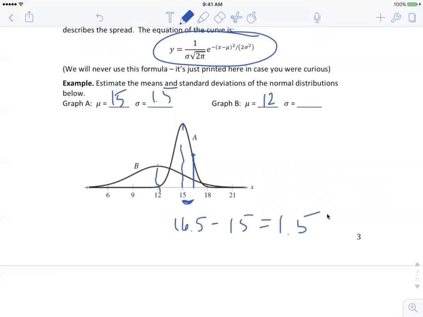Whereas for B, I would say the inflection point would be right about there, wouldn't you say? So right about the 15. So the standard deviation is the difference between 12 and 15. So I'd go 15 minus 12, 3. So that's about 3. And we could look at the shape and link it with the standard deviation, right? Notice with the higher standard deviation, you have a more flat, spread out curve. With the lower standard deviation, you have a higher, narrower curve.